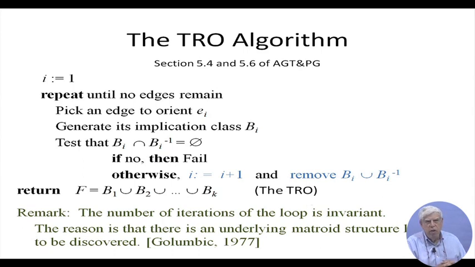And let me remark here that the number of iterations of this loop is invariant. That is, no matter how you make your choices, the number of iterations is always the same. This was kind of surprising. It was surprising for me after I ran it on a bunch of test examples by hand. And I wondered why. And the reason I had to discover is that there is underlying this a matroid structure that would have to be discovered. It was hiding and it had to be discovered.